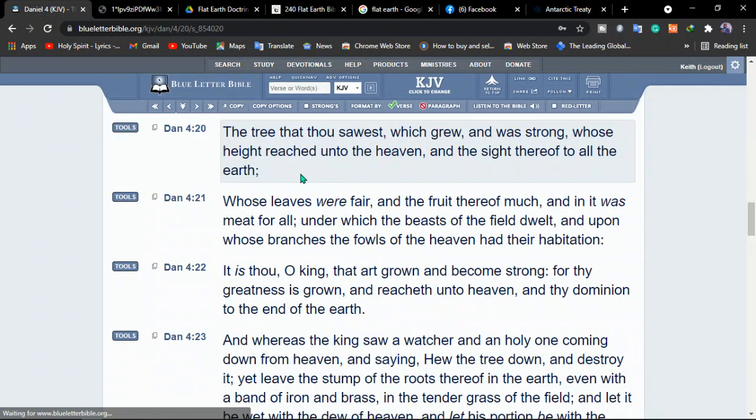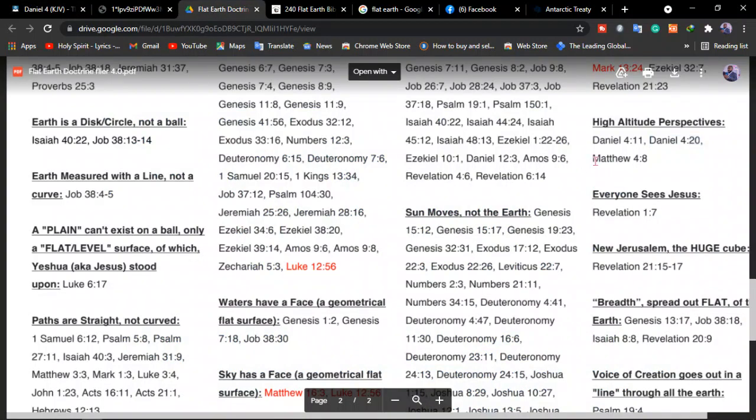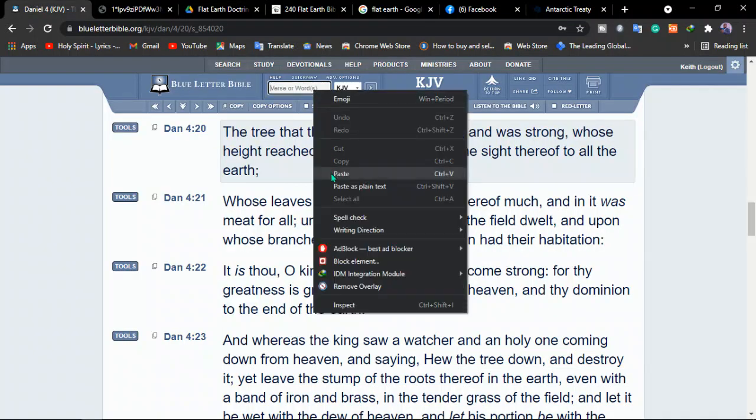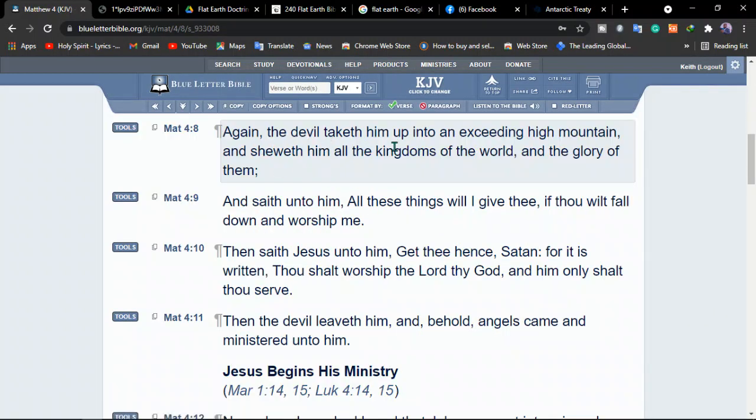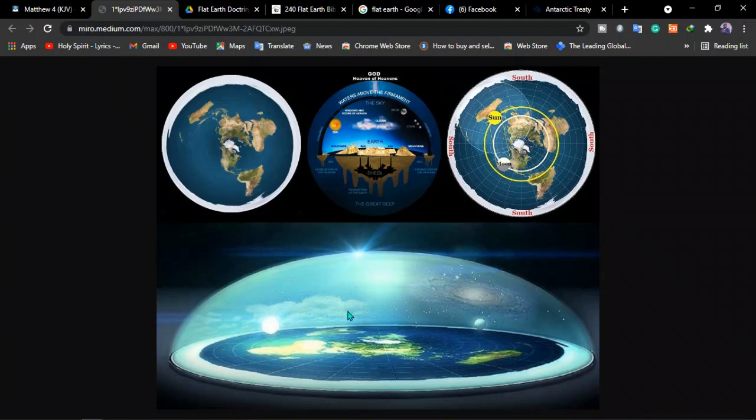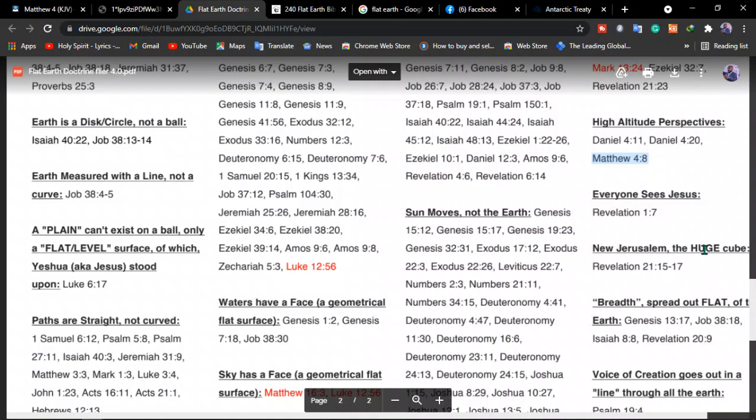Daniel 4:20. See what the Bible says. The tree that thou sawest, which grew and was strong, whose height reached unto heaven, and the sight thereof to all the earth. Everybody on the earth saw that tree. Matthew 4:8. Again, the devil taketh him up into an exceeding high mountain. This is when Satan wanted to tempt Jesus. And showed him all the kingdoms of the world and the glory of them. How can you show all the kingdoms of the world if you're not on a flat earth? How can you? It's not possible.